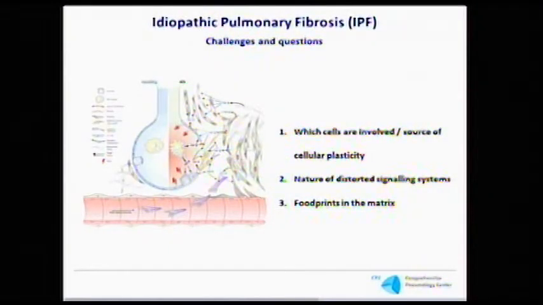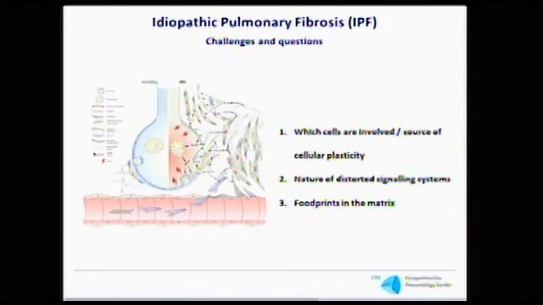So the main questions in the pathomechanisms of IPF which I would like to talk to you about today are: which cells are involved, and I already pointed to the epithelial cells, and what is the source of the cellular plasticity. The second would be the kind of signaling pathways which we believe are dysregulated in IPF, and which we can also target for therapeutic intervention. And the last point, I hope I will still have time for that later on, is the footprints in the matrix, because this is a topic which came up a lot recently in IPF: the matrix is not only something which is a waste product from a fibroblast, but really is something which dictates and contributes to IPF initiation, but also progression.